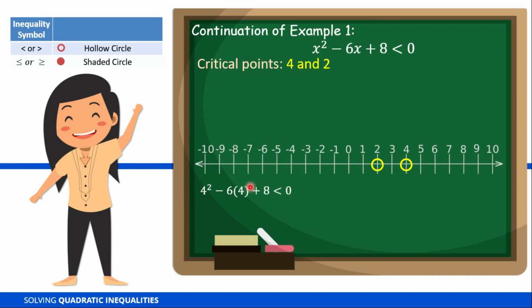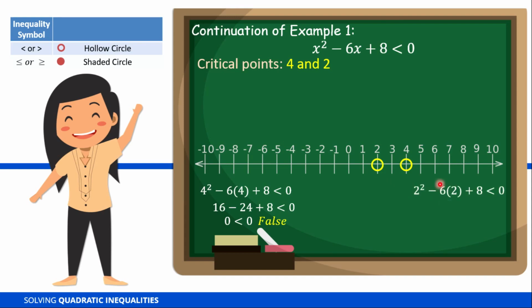Unahin natin yung 4, ipalit natin dito sa ating original inequality. Papalitan natin yung x ng 4. So, magiging 4 squared minus the product of 6 and 4 plus 8 is less than 0. Simplify natin. 4 squared, that is 16. And then, negative 6 times 4, that's negative 24, plus 8 is less than 0. Simplify. 16 minus 24 plus 8, answer is 0. 0 is less than 0. Is that true or false? Obviously, that is false.